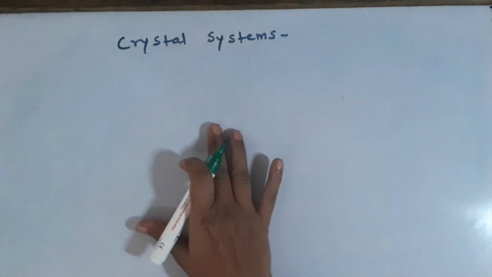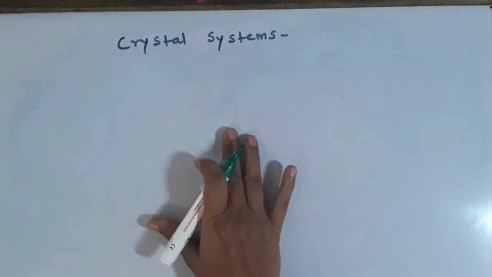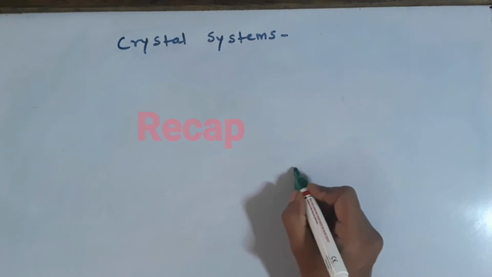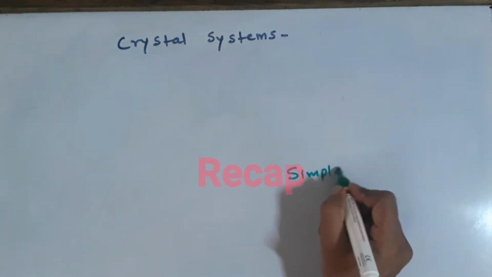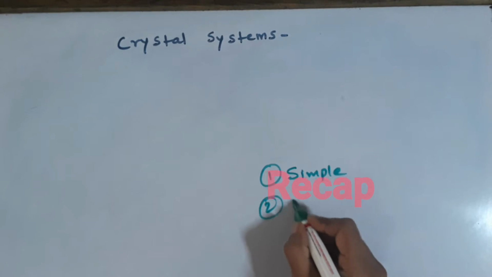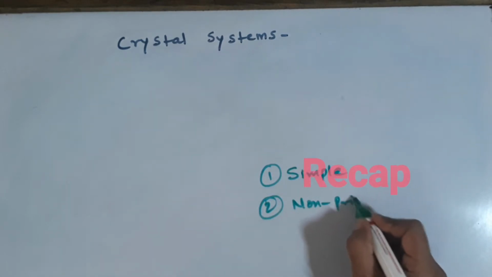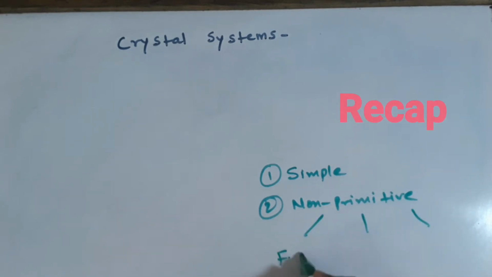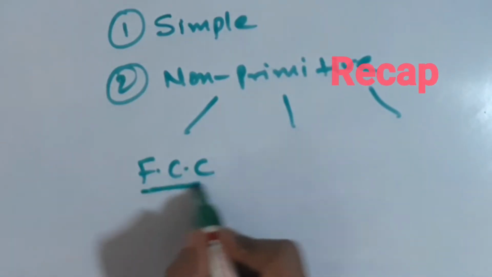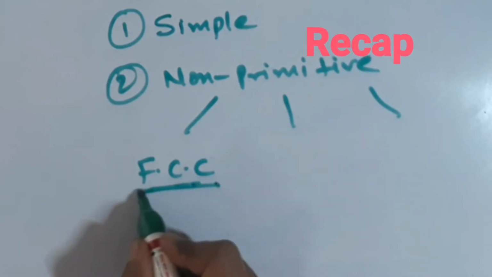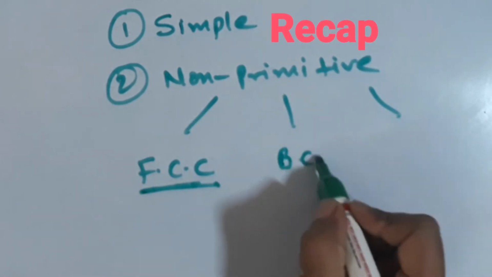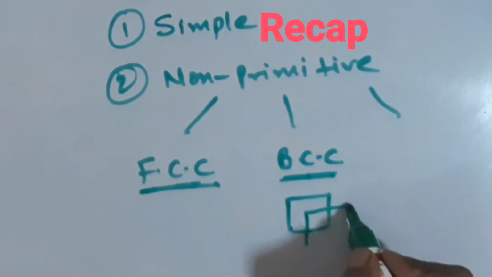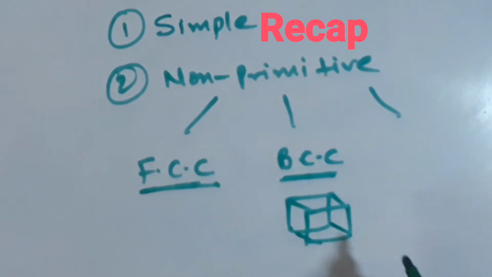Now, as we had seen in the last video, what are the various types of unit cells? There can be basically three types of unit cells which we had seen last time. The first one was the simple unit cell. The second one was non-primitive unit cells. Non-primitive unit cells were of three types: FCC, face-centered cubic cells, in which the atoms were not only at the corners but also at the face centers. The second is BCC, where we have atoms at the corners and also at the body center.